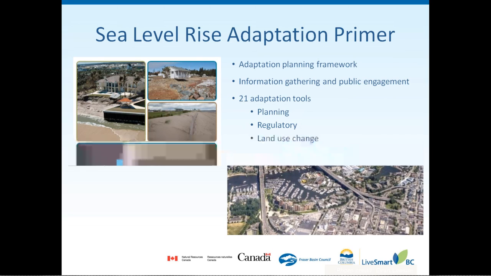But we're very pleased with this product. There is a version that is up on the web right now as of earlier this year, and we're currently revising that version and developing companion tools to make sure that this information is more accessible.